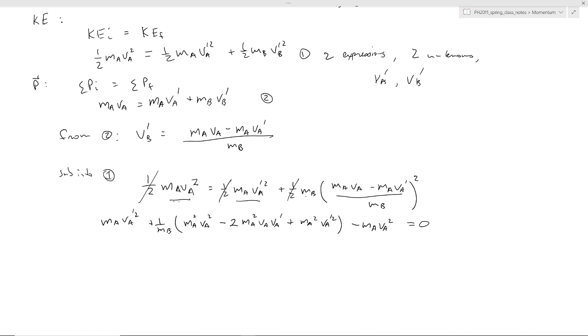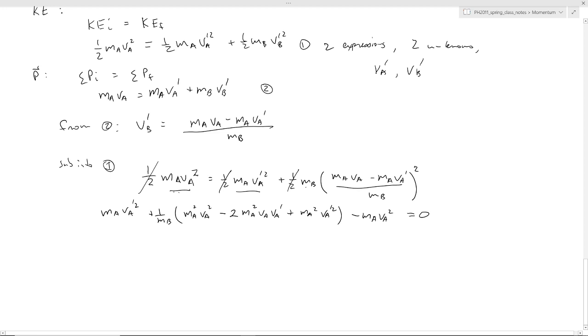And let me reorganize this slightly. I think you see what's happened here. I'll factor out all the VA prime squared pieces. So VA prime squared times MA plus MA squared over MB. And then we're going to have pieces of order VA prime. So we're going to have a VA prime times this stuff. Let's see, 2 MA squared VA over MB. Making sure that I'm not making any mistakes here. And then we'll have everything else, essentially.